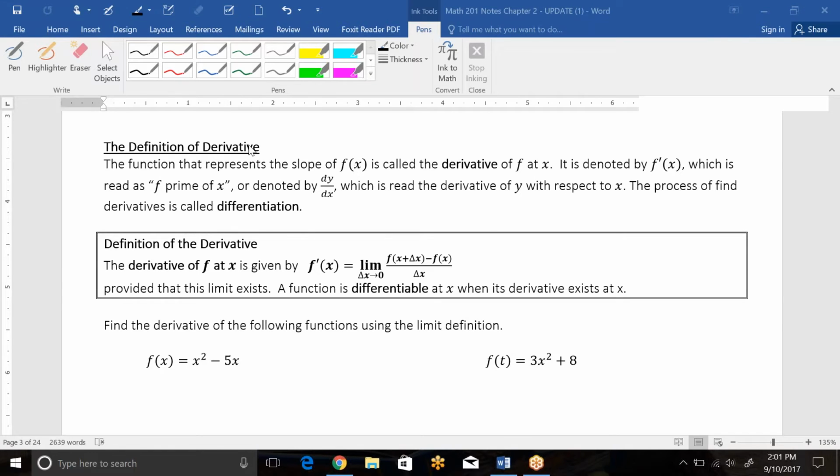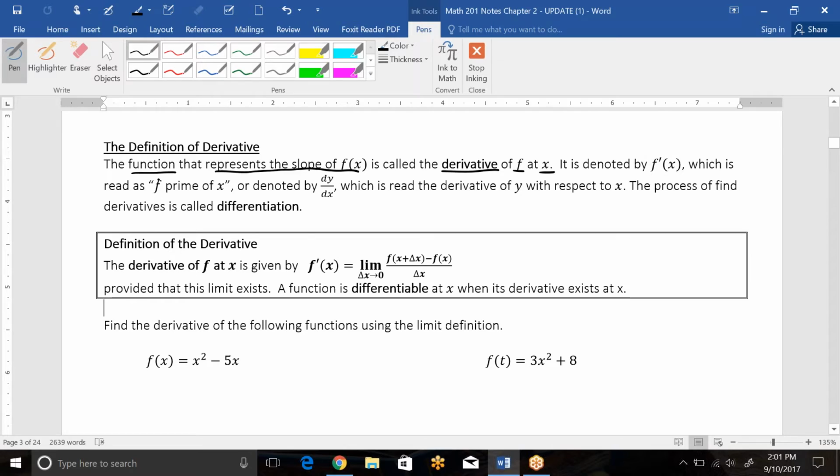Okay, so now we're at the actual definition of the derivative. We've already been doing this, we just didn't call it by its name. The function that represents the slope of f of x, that's the m tangent function we've been finding, is called the derivative of f at x. It has its own notation. We use f prime of x. That's not an apostrophe, even though it looks like one.